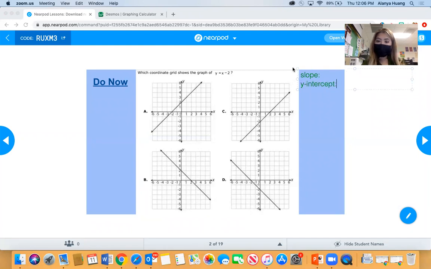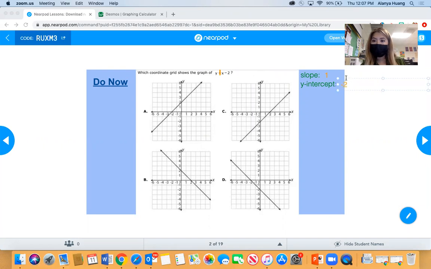So our slope, since there's no number in front of the x, we know that it's going to be a 1. Every variable has an invisible number if there's no number in front of it, and that's going to be 1. And then our y-intercept in this case is not just 2, but it's -2.